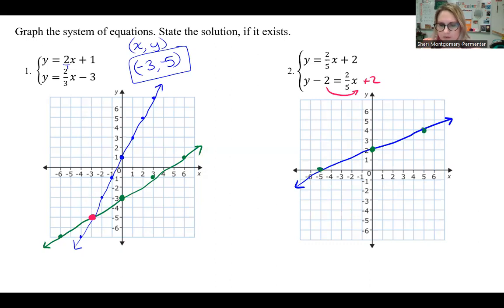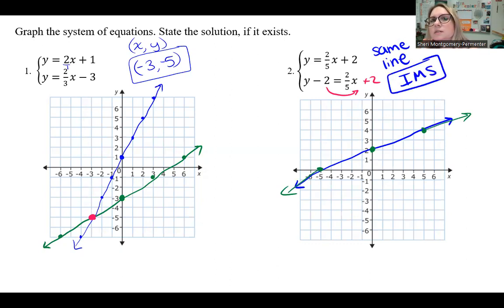What do you notice? Yeah, it's the same line. What is our answer when you have the same line? It ends up being the same line. And we say infinitely many solutions. That is our answer. Infinitely many solutions.